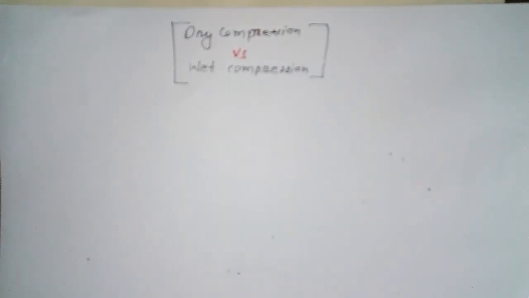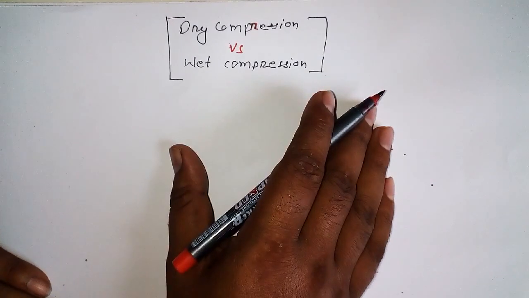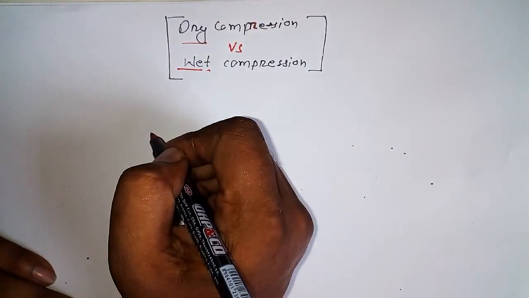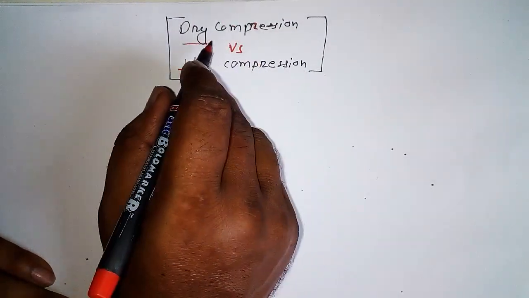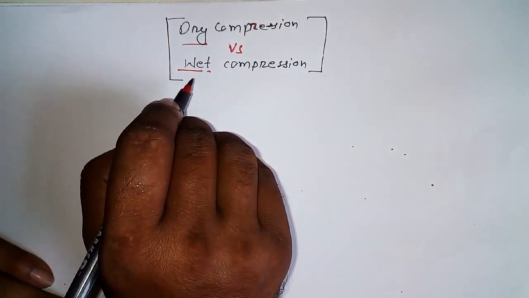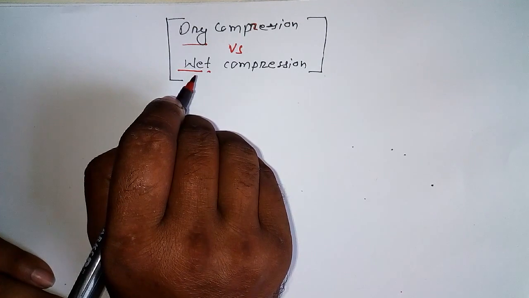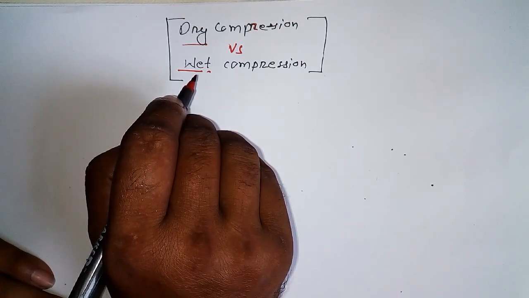Right, my dear. So today we're going to discuss the difference between dry compression and wet compression. First of all, you need to understand what dry compression is and what wet compression is. This concept is hidden inside the TS diagram, so to understand it, we need to draw the TS diagram first. Then I can make you understand what is dry compression and what is wet compression.